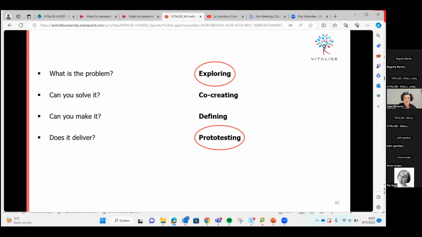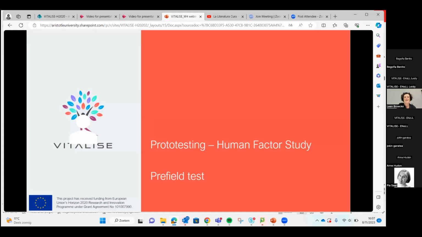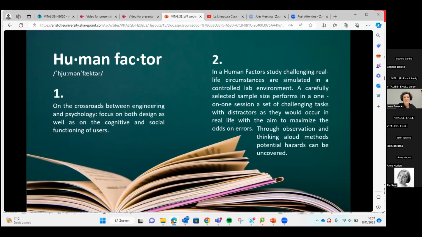But I just wanted to touch upon a study method we use, and that's in the prototesting phase. It's called the human factor study. You can see it as a pre-field test. If you look up what human factor is, it's on the crossroad between engineering and psychology, and the focus is on both design as well as on the cognitive and social functioning of users.